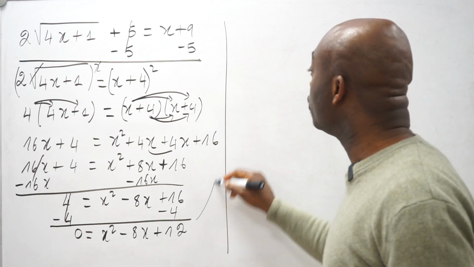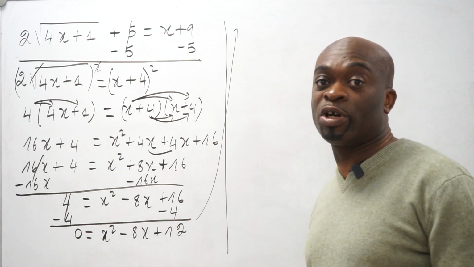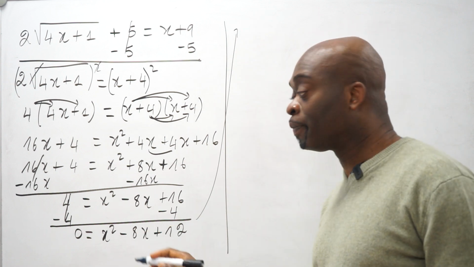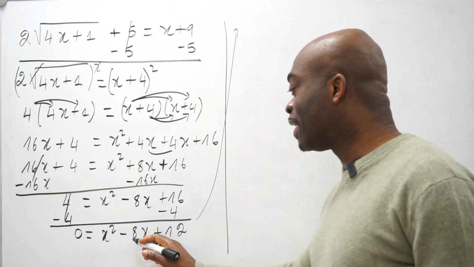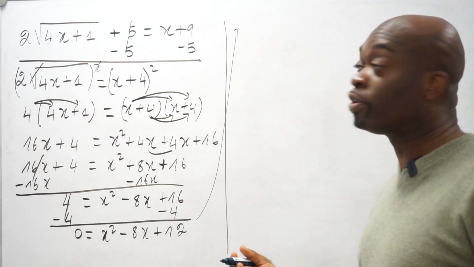So what we're going to do is see if we can factor that. So we have an AC method because we're dealing with a trinomial over here. So A is 1, B is negative 8, C is positive 12. So 1 times positive 12 is going to give us 12.